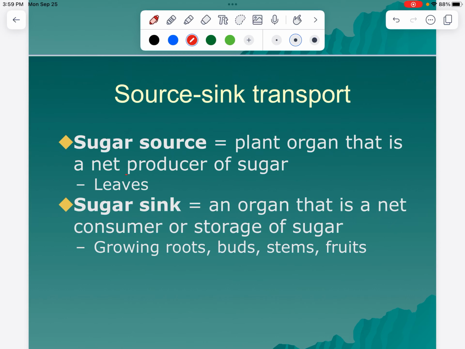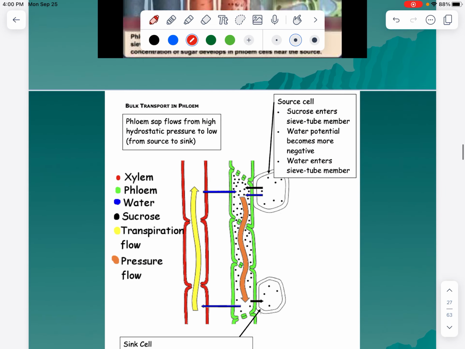Sugar source refers to any plant organ that is a net producer of sugar. What it means is that it makes more sugar than it consumes. So a sugar source organ will be the leaves, because leaves are the site of photosynthesis. This is where sugar is made, and they typically use up less sugar than the amount of sugar that they make. Sugar sink refers to any plant organ that is a net consumer of sugar. So growing roots, growing buds, growing stems, and fruits, they are the sugar sinks.